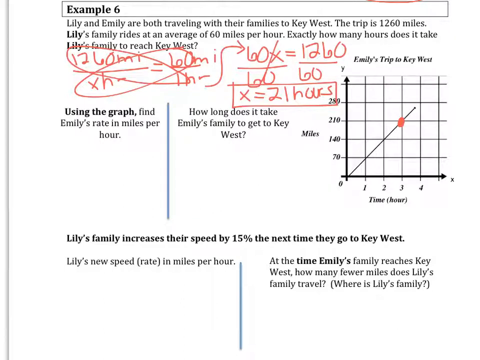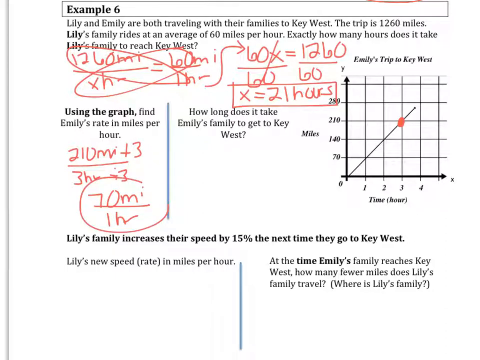For some reason, the first one that stuck out to me was right here, and that was at (3, 210), which means that she can go 210 miles in 3 hours. So if I simplify that by dividing by 3, that would tell me that she goes 70 miles per hour. So that is the rate at which Emily's family is traveling.